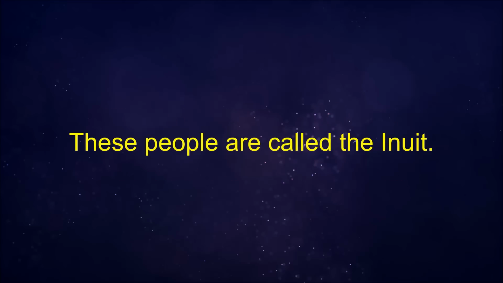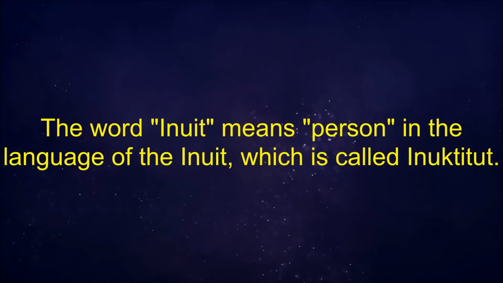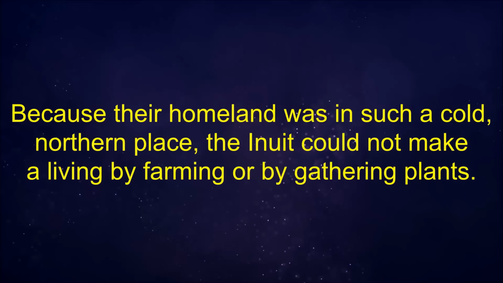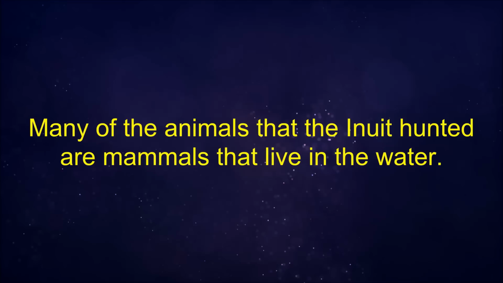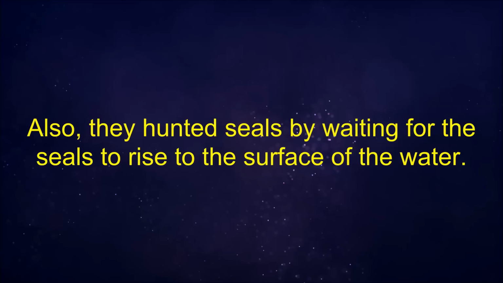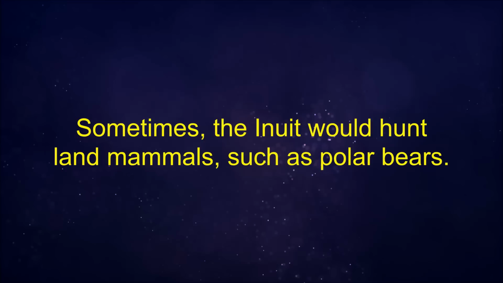The word Inuit means person in the language of the Inuit, which is called Inuktitut. Before modern times, the Inuit had to survive by hunting. Because their homeland was in such a cold northern place, the Inuit could not make a living by farming or by gathering plants. Many of the animals that the Inuit hunted are mammals that live in the water. For example, the Inuit used boats to hunt whales. Also, they hunted seals by waiting for the seals to rise to the surface of the water. Sometimes, the Inuit would hunt land mammals such as polar bears.